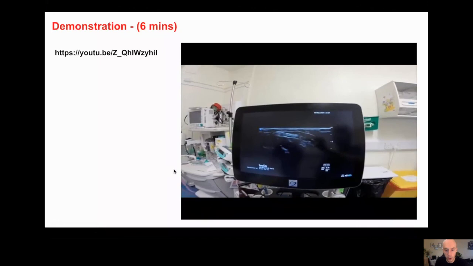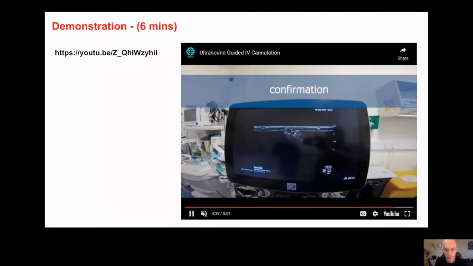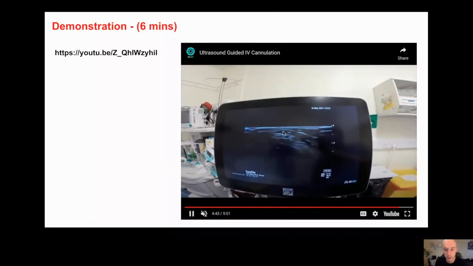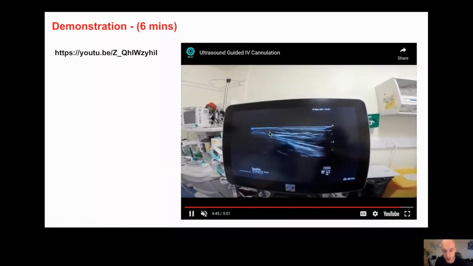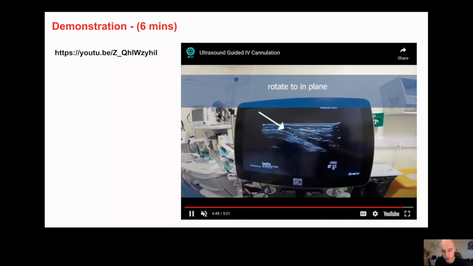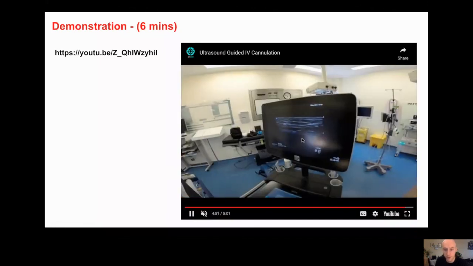And that's it. Here we are confirming, just like we said. So here's the bullseye with the vein and the cannula. And then we're swapping over to the in-plane technique. It's a bit tricky to do, but there you go. There you've got the plastic cannula inside the vein. And this is another example that we recorded.